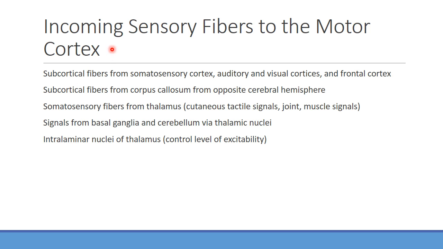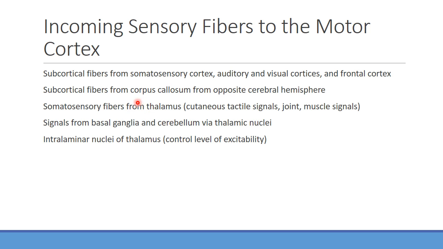Okay, so incoming sensory fibers to the motor cortex, so where it gets a lot of the information from to start incorporating things together to make decisions on how we're going to initiate movements. You can find that a lot of subcortical fibers come from the somatosensory cortex. You'll also find some input coming from things like the auditory and visual cortices, the frontal cortex, again, where a lot of thought processes are going to be coming from, all getting integrated in the motor cortex. Going to find some information from the corpus callosum coming here as well. What does this help us with? Basically it connects the hemispheres of the brain, so we can incorporate information from both sides of the brain into the cortex.